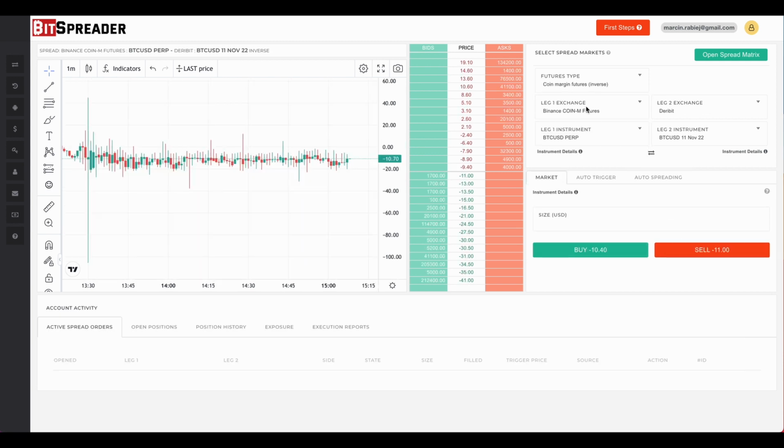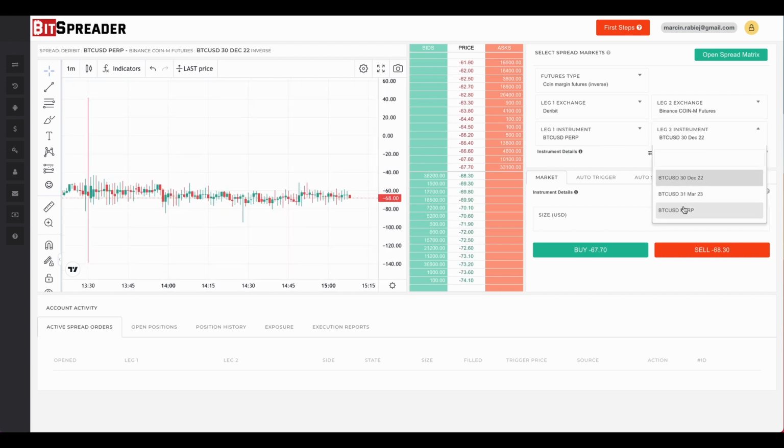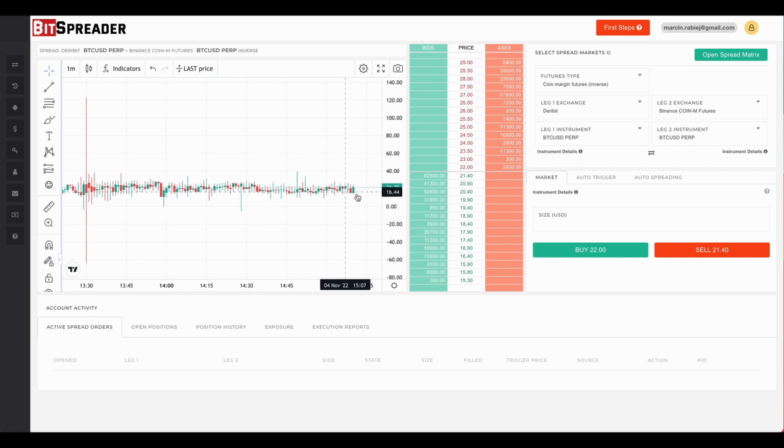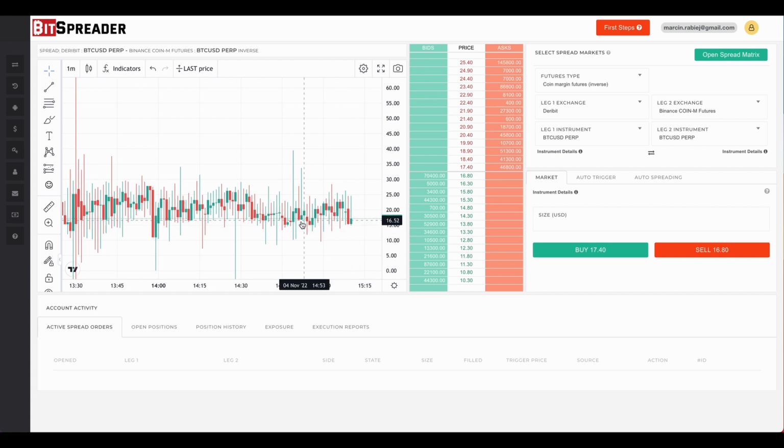Let's go and choose coin margin futures. Now let's select the Deribit perpetual contract as leg 1 and Binance perpetual as leg 2. Here we can see the spread chart. This spread chart expresses the price difference between the perpetual contracts on Deribit and Binance.